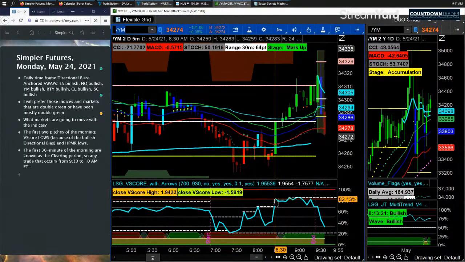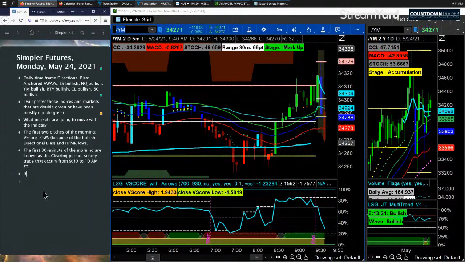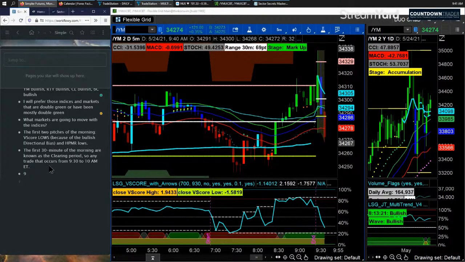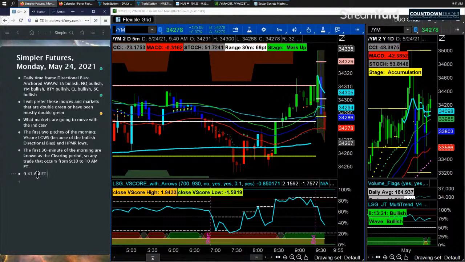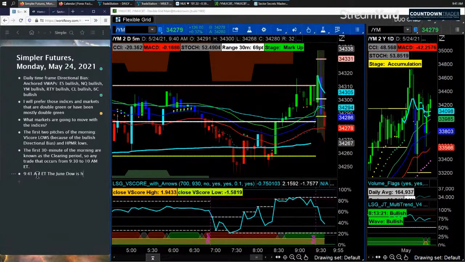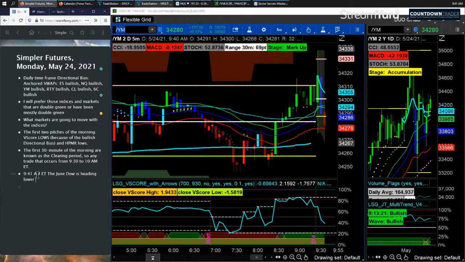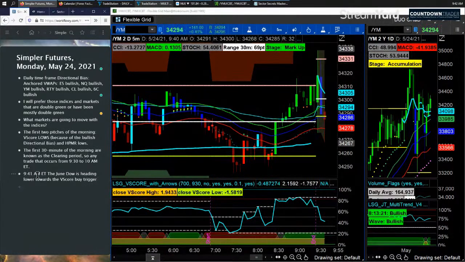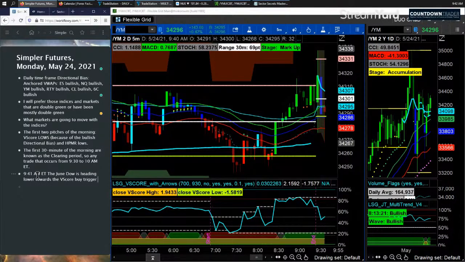Okay, so we're measuring volume, now we're measuring volatility, and I'm trying to find a low that I can buy. So the Dow is looking pretty interesting in terms of a V-score. So at 941 Eastern, the June Dow is heading lower towards the V-score buy trigger, just the lower end of it. So the closer it gets to it, the more I'll be willing to look at it as a potential buy. And it seems to be hovering just above the second standard deviation of the volume weighted average price.